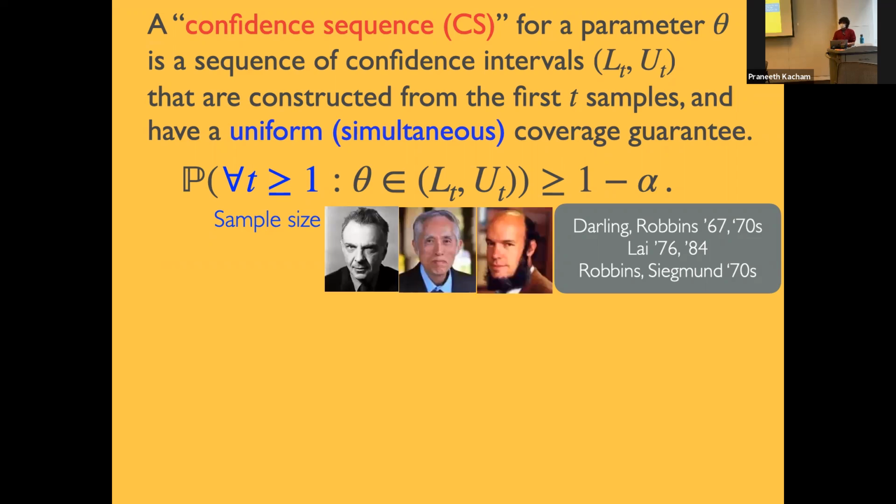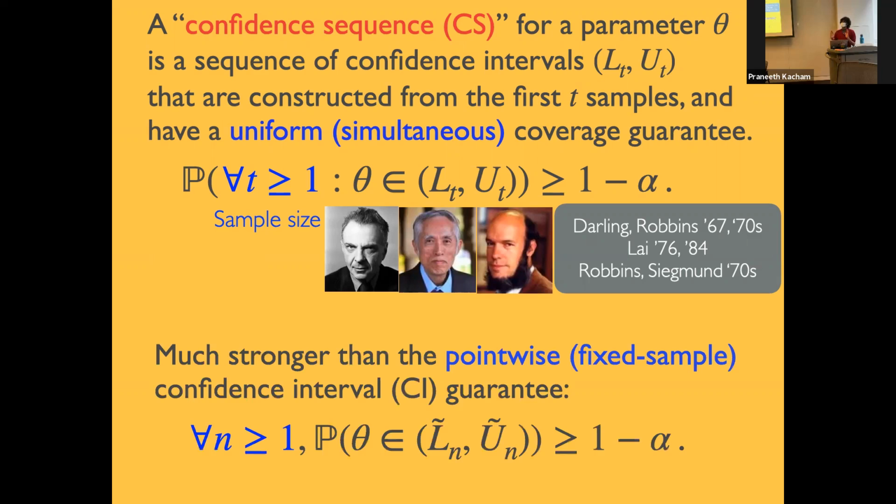This notion was introduced by Robbins, that's the first photograph, Robbins, in the late 60s. And then others like Lai and Siegmund worked with Robbins in the 70s to develop this notion. It's much stronger than what you've been taught as a confidence interval. A confidence interval has only a fixed sample size guarantee, which means you fix n beforehand, and the for all n is outside the probability. So you say, I'm going to compare them at time 1000 only, and then the probability that theta is contained in the 1000th confidence interval has to be at least 1 minus alpha. So there's a very big difference between these two.